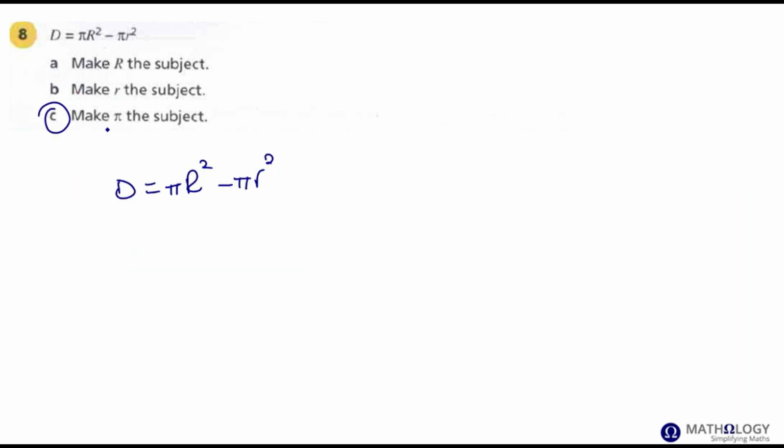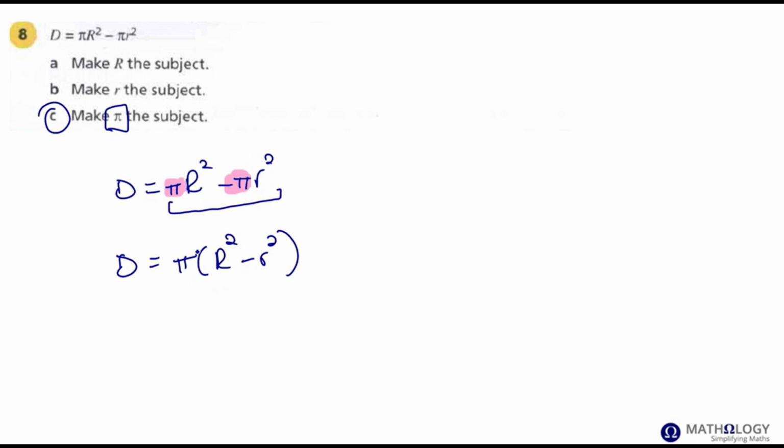Okay. Finally, we're required to make pi the subject. Now, on the right hand side, we can clearly see there are two terms that contain pi: pi times uppercase R squared and pi times lowercase r squared. Because pi is the same quantity, we need to make pi the subject. Here we are going to factorize. We're going to take out a common factor of pi such that we have pi times (uppercase R squared minus lowercase r squared). We've isolated pi by taking out a highest common factor on the right hand side.